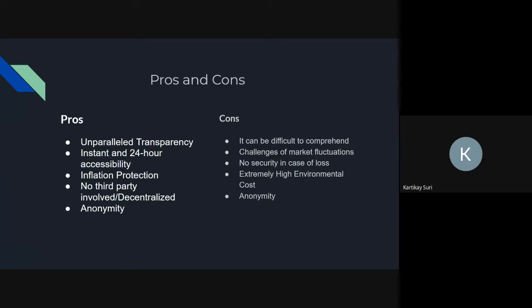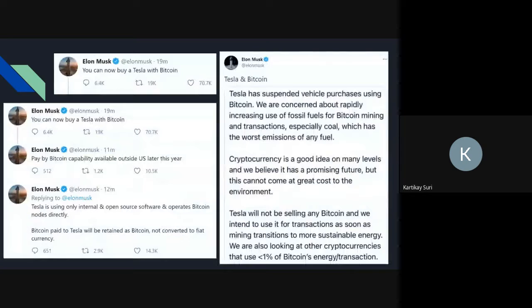Then we have extremely high environmental cost. For those of you who have been keeping up with the news, you might have heard of a certain someone called Elon Musk, who recently became a very big booster and endorser of cryptocurrency. On the left side, you can see Tesla, Elon Musk endorsing Bitcoin and saying that you can now make purchases using Bitcoin, and that Tesla is ready to use Bitcoin as its official mode of transaction. But later on, this was counteracted by another statement wherein Elon mentioned that Bitcoin has a very, very high environmental toll, and because of that, cryptocurrency is not a very good idea. On some levels, it might be, and it has a promising future, but it does have its disadvantages.